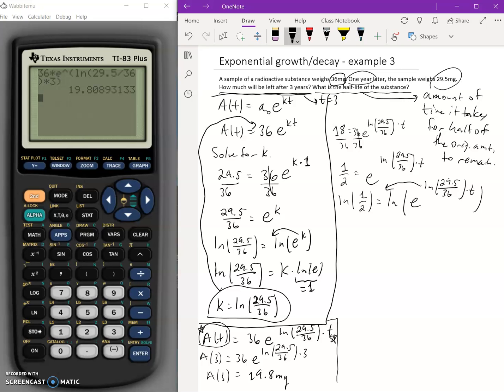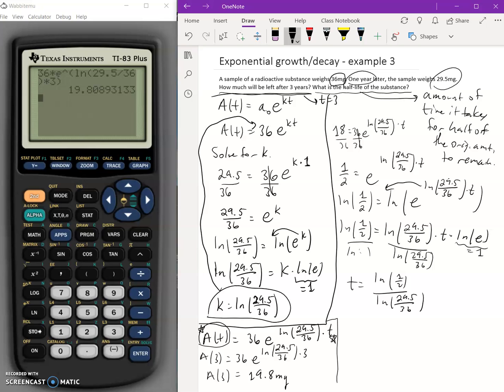Now this whole exponent is the full exponent. I'm going to bring that down. So I have the natural log of 1/2 is equal to the natural log of 29.5 divided by 36 times t times the natural log of e. Natural log of e we know is equal to 1, so to solve for t, I just need to divide this over. Natural log of 29.5 divided by 36. So my t is the natural log of 1/2 divided by the natural log of 29.5 divided by 36.